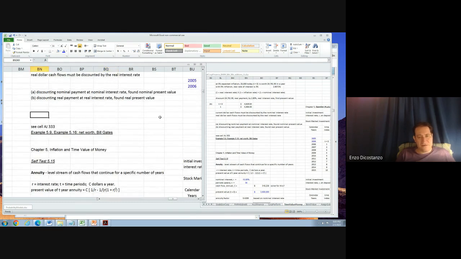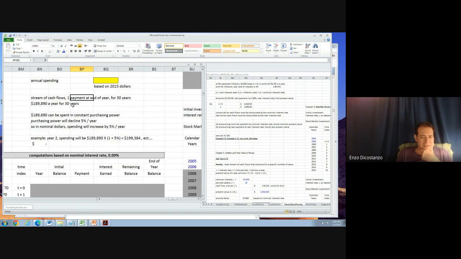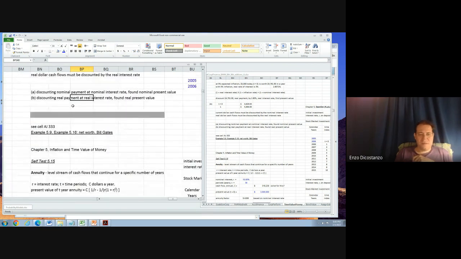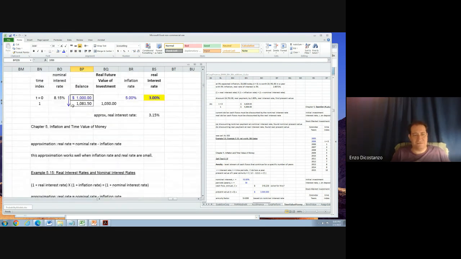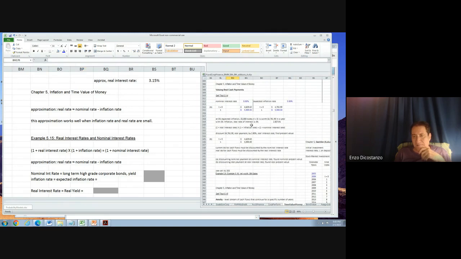And then here, this is a big long net worth type of thing, this is spending some amount of money, and we're going to look at how to do this. But again, we've already faced this, but we'll do it again at the end of today's lecture. So, anyway, this is the approximation for real rates. Okay, it works well when inflation rates are small. But we still like that formula.